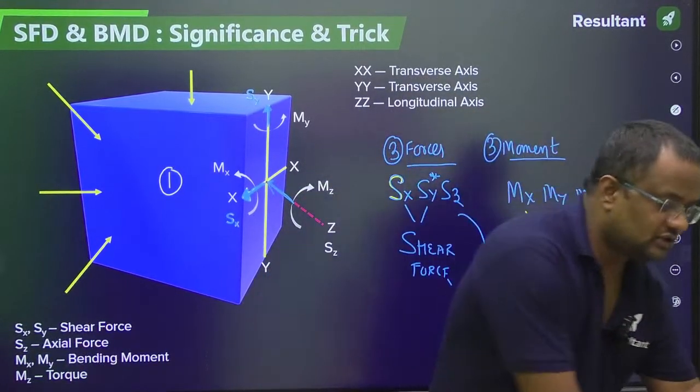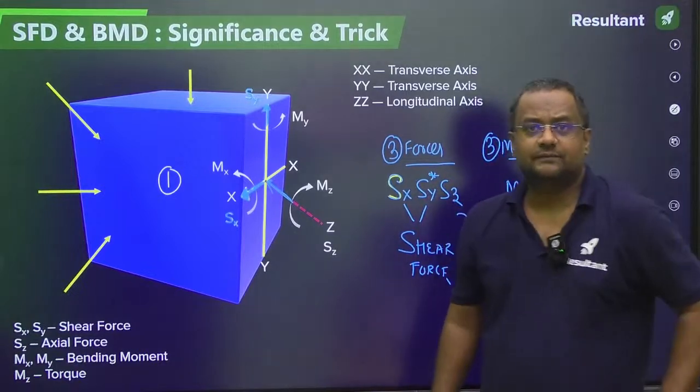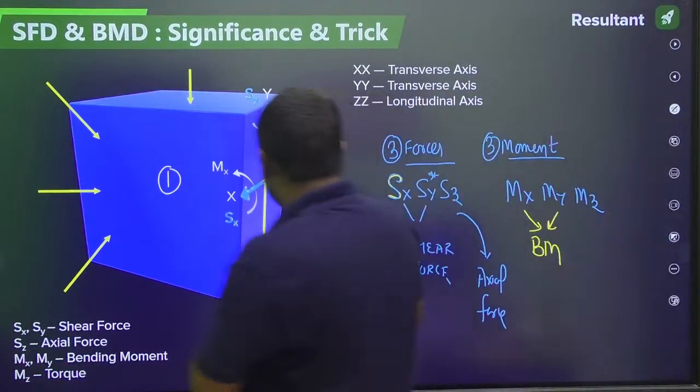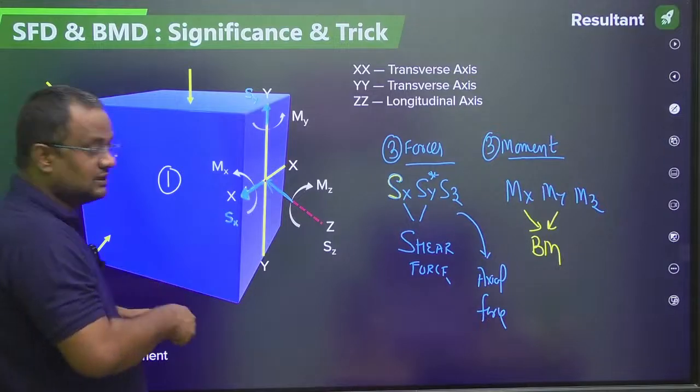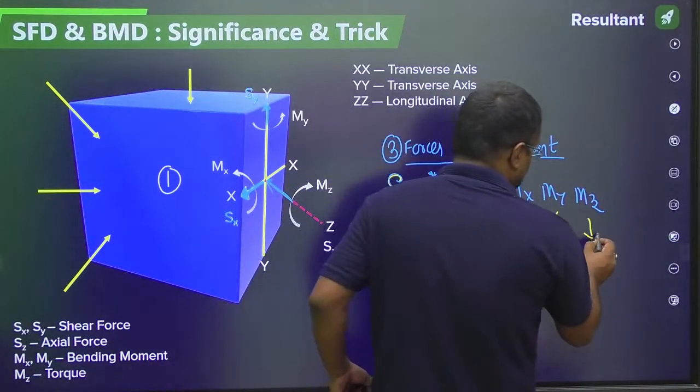It is torque. About the z-axis, this is torque, guys. So this is torque.